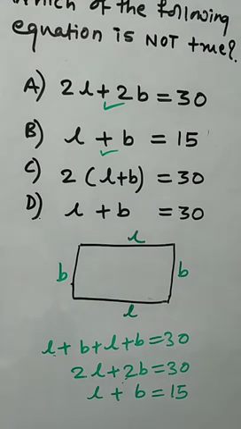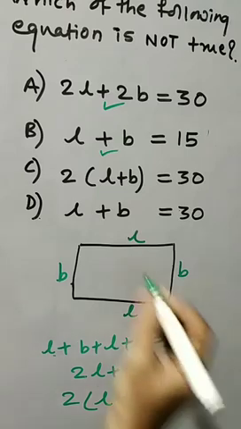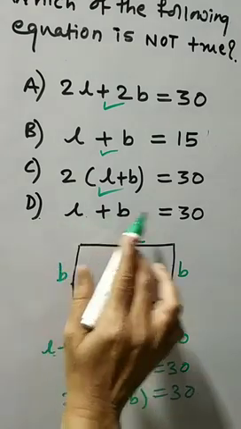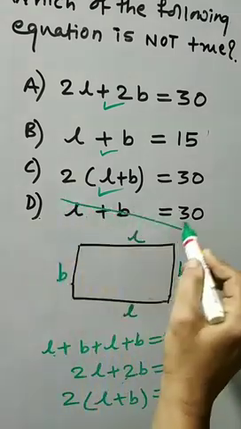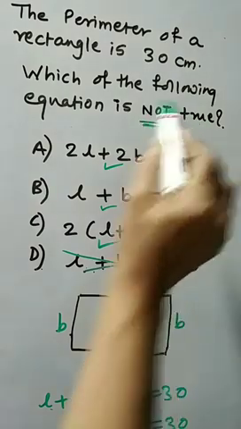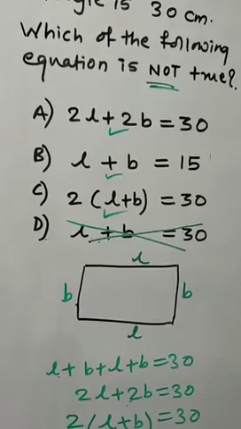Now in 2L plus 2B, when I take the 2 common, I will get 2 outside, (L plus B) is equal to 30. Yes, that is the third equation, which is also right. Now L plus B is equal to 30 is an equation which is not right. And see the question, which of the following equations is not true? So you have to read the question very carefully. Sometimes it is asked which is true and sometimes which is not true. So while solving MCQs, you have to be very careful.